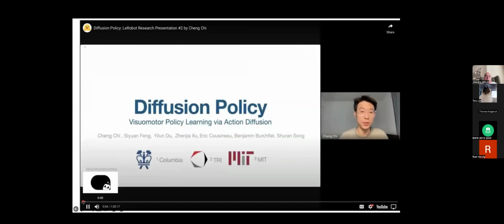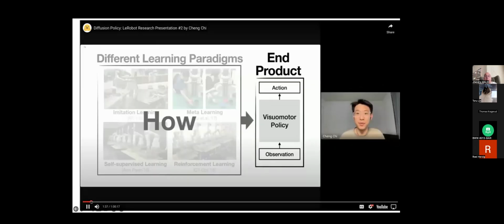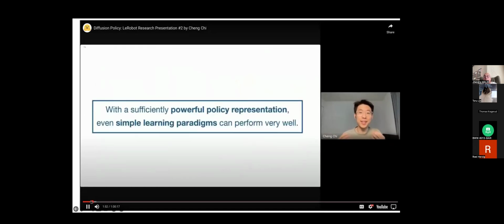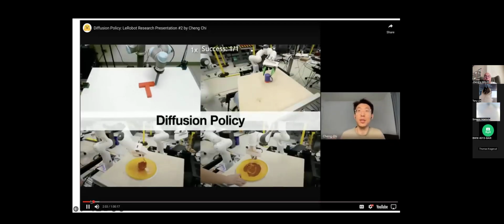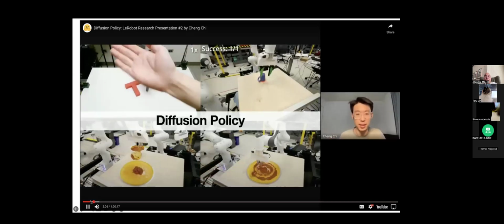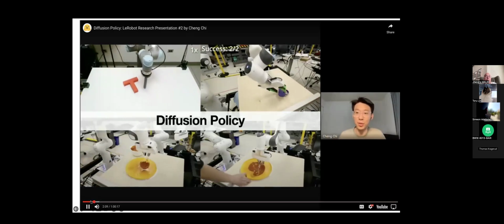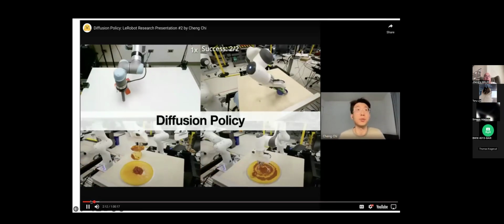Thanks, Alex, so much for introducing me to the audience, and thanks for inviting me. It's a visual motor policy that we can deploy to our robots. Therefore, regardless of how the policy is trained, if the representation of the policy itself is not expressive enough, you can easily bottleneck all of the approaches. Today, I'd like to convince you that with sufficiently powerful policy representation, even the simplest learning paradigms like behavior cloning can work very well. And here are some examples of diffusion policy trained on a variety of tasks directly from pixels. You can observe some interesting behaviors, for example, recovery from failure and robustness against perturbations and occlusions.